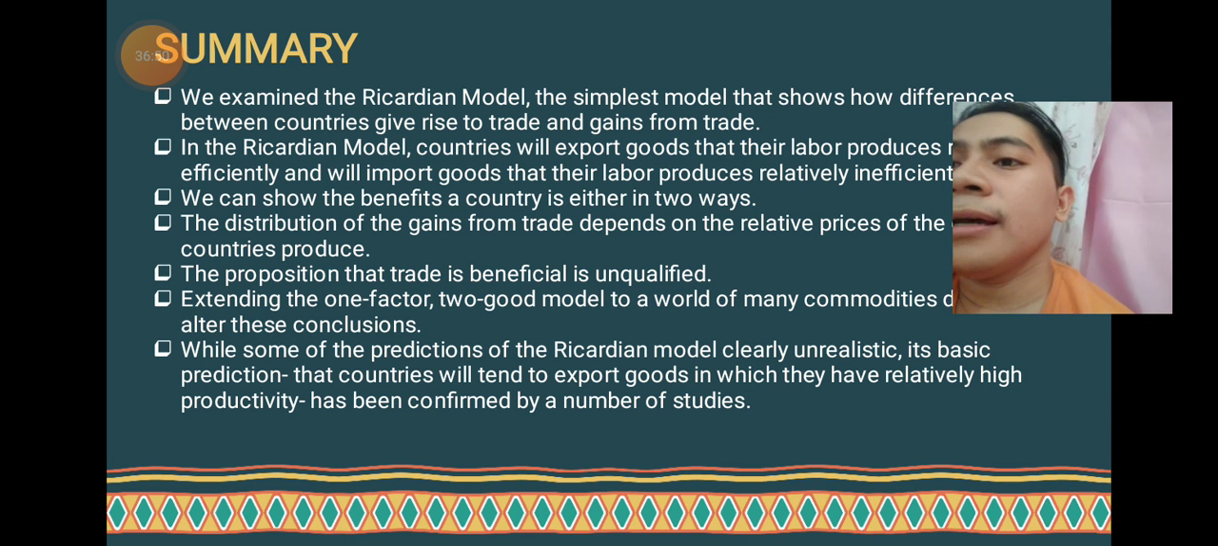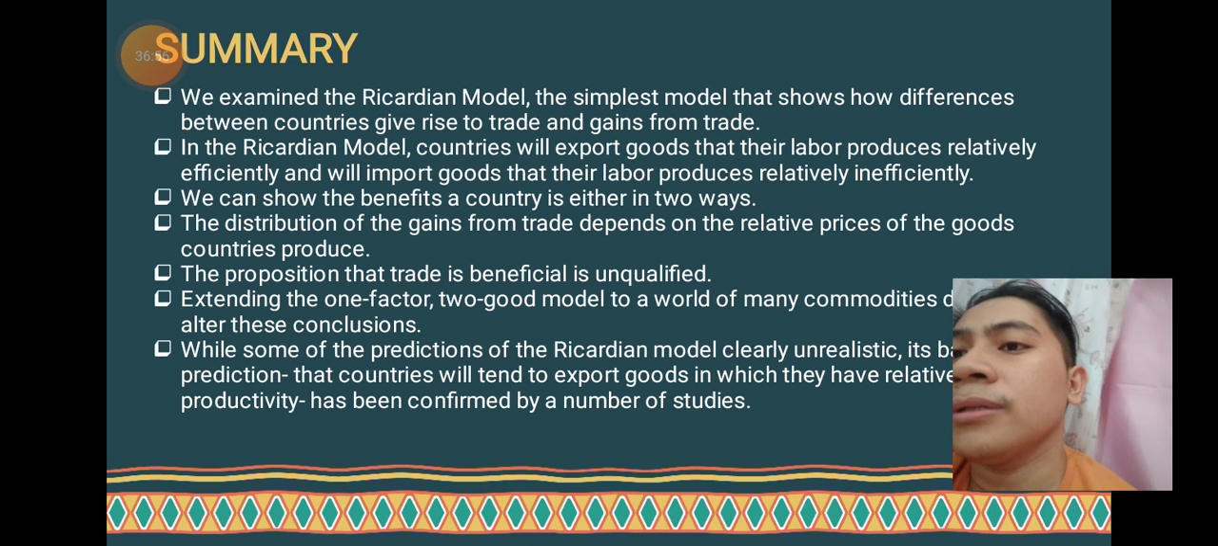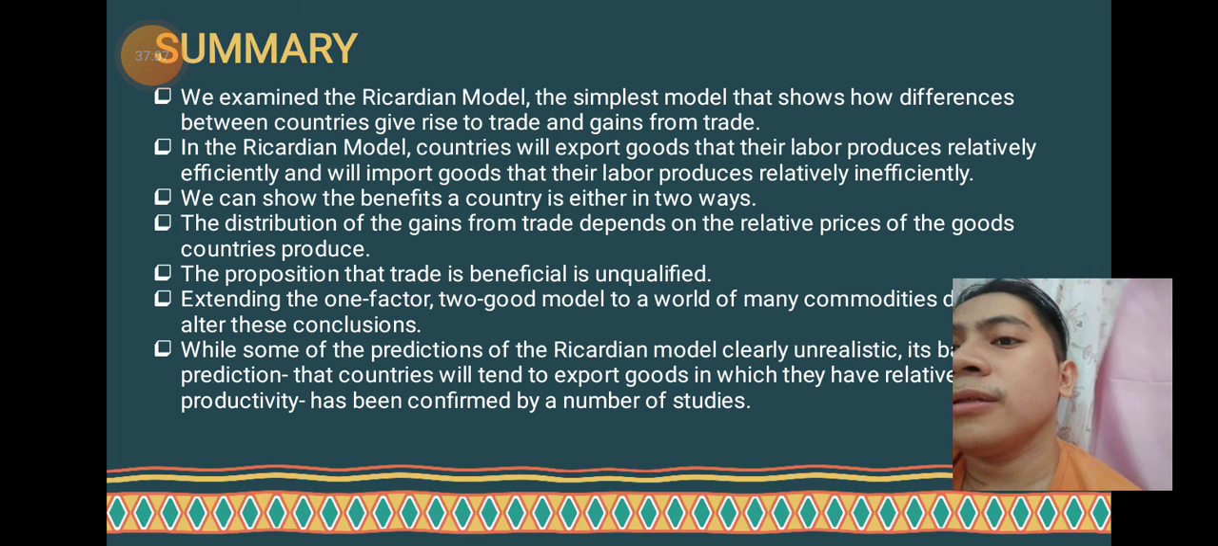Summary: we examined the Ricardian model, the simplest model that shows how differences between countries give rise to trade and gains from trade. Second, in the Ricardian model, countries will export goods that their labor produces relatively efficiently and will import goods that their labor produces relatively inefficiently. We can show the benefit to each country in two ways. The distribution of the gains from trade depends on the relative price of the goods the countries produce.